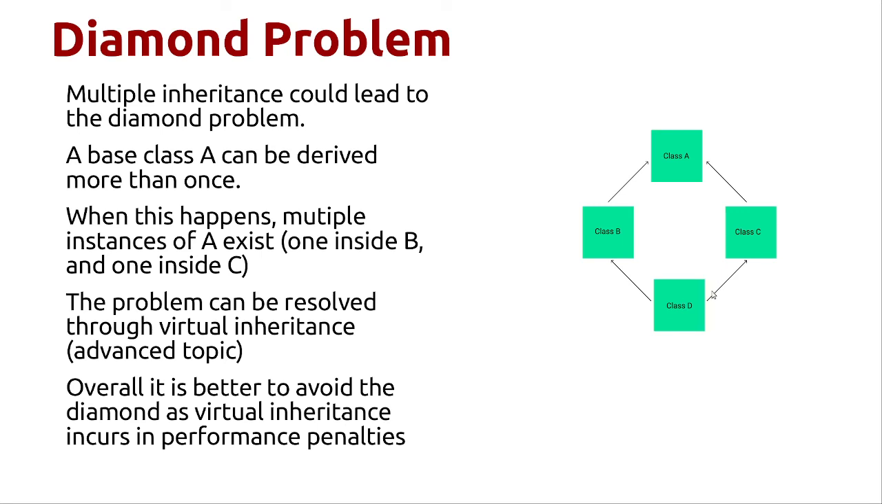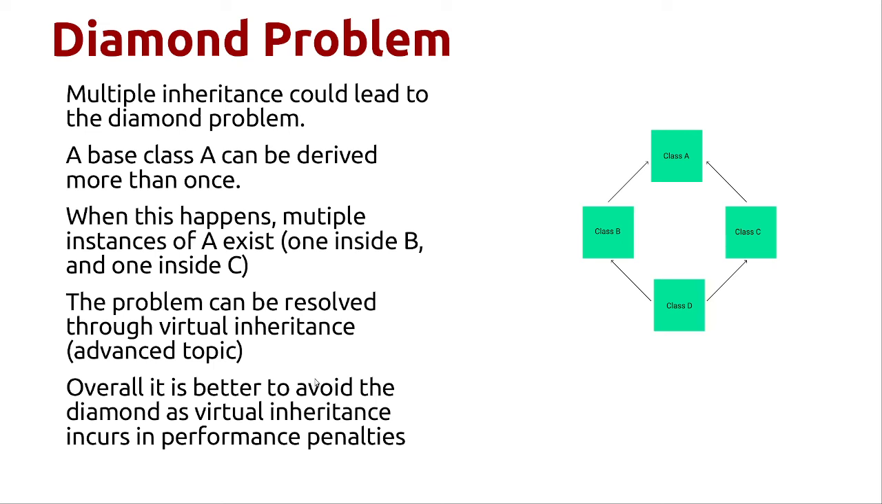What happens technically? B contains an instance of class A. C contains an instance of class A. So in D, I have two instances of class A. One that belongs to B and the other one that belongs to C. Which one is the correct one? None. No, I messed up.